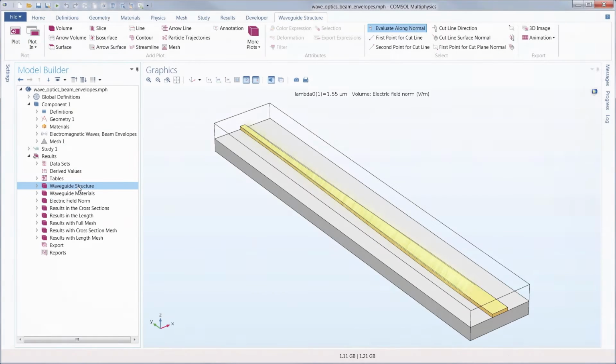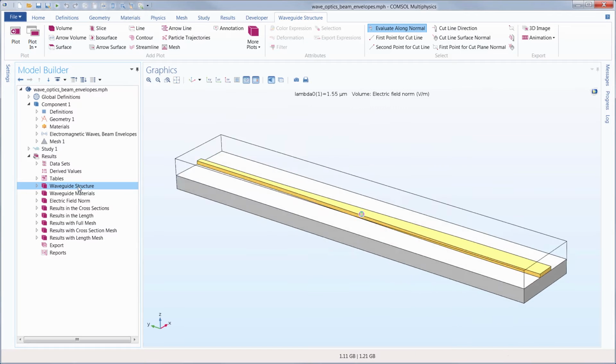The beam envelope method, developed for modeling electromagnetic waves, is well suited for modeling the propagation of light through devices where the electromagnetic field magnitude varies slowly in one direction and significantly in another direction. This enables the simulation of geometrically large wave optics problems with much lower memory requirements.